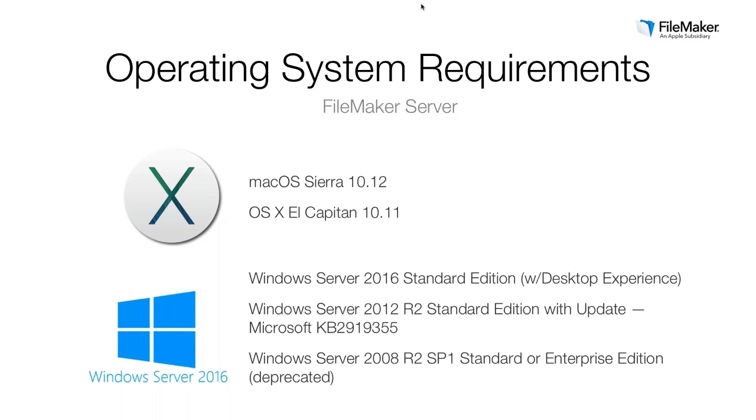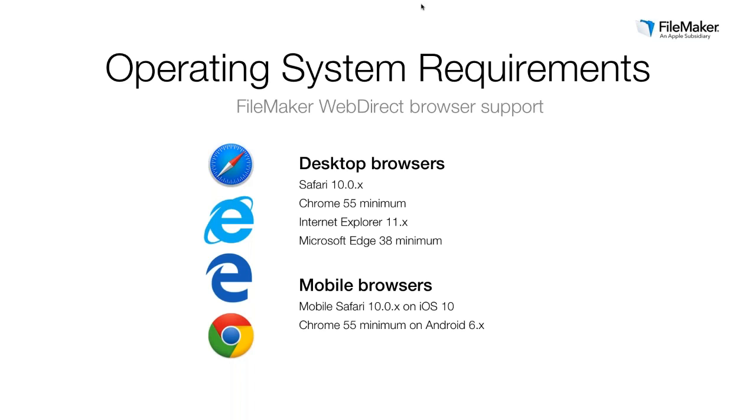Server, once again, on the Mac side, it's the same as Pro and Go. It's 10.11, 10.12. And then this is quite the range in here. This is Windows 2008, 2012, and 2016. And then, of course, you see down at the bottom, it's being deprecated for 2008. So this will probably be the last release where you're going to run FileMaker Server on a Windows 2008 machine.